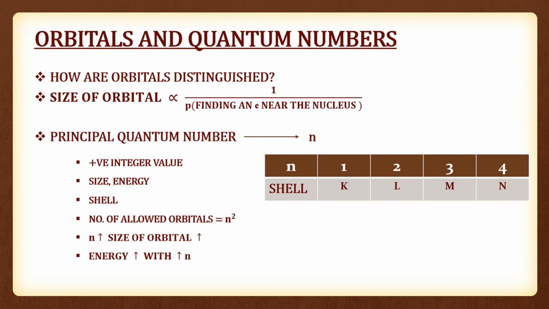Greater the value of n, greater the size of the orbital, which implies the size of the orbital increase with increase in the n value. And as the size of the orbital increases, the electron is located further away from the nucleus. The energy of the orbital also increases with the value of n. This is because the energy is required to shift the negatively charged electron from the positively charged nucleus.